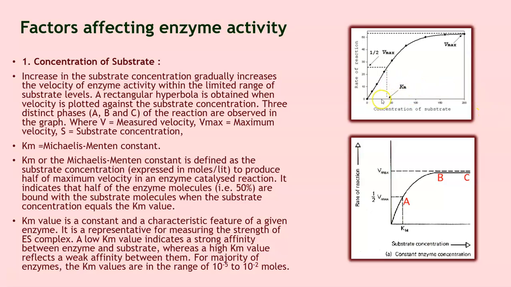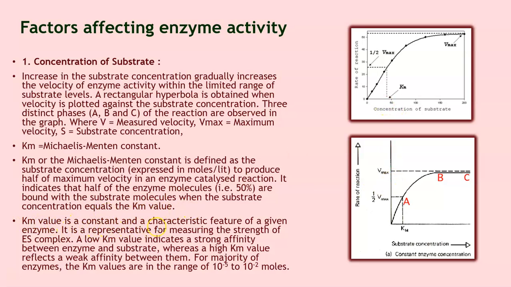So Km means the amount of substrate that is required to produce half the maximum velocity. That is, this is the maximum velocity, and the amount of substrate required to produce half the maximum velocity is called the Km value. It indicates that half of the enzyme molecules, that is 50%, are bound with substrate molecules when the substrate concentration equals the Km value.